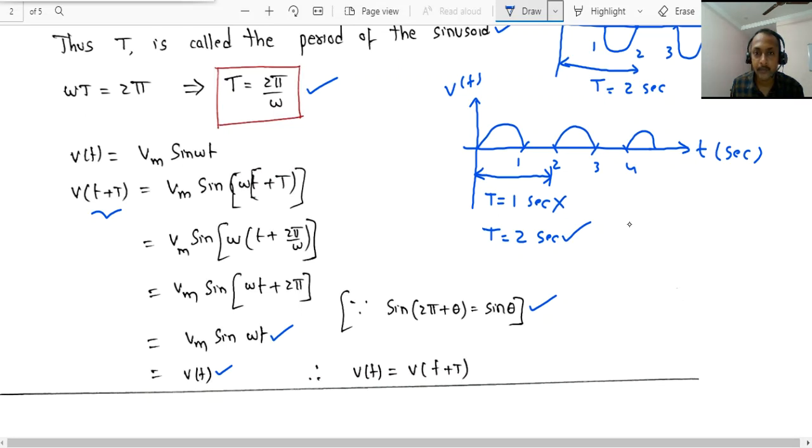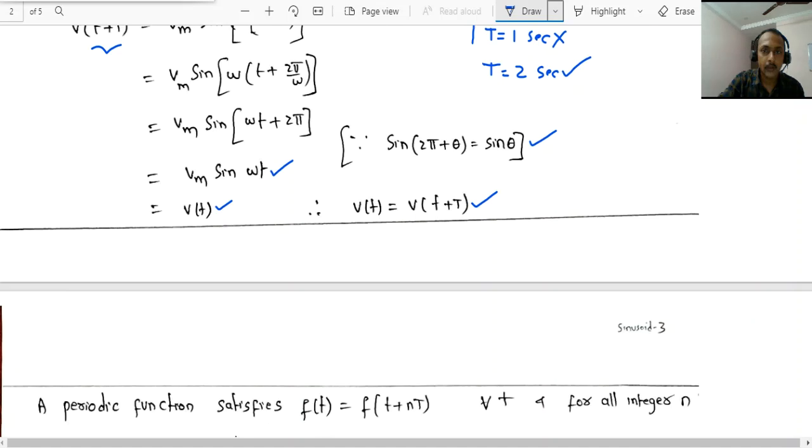Clear? V of t value is the same as V of t plus capital T. Then it represents a periodic waveform with period capital T, with period capital T equals 2 pi by omega. Okay. Next.